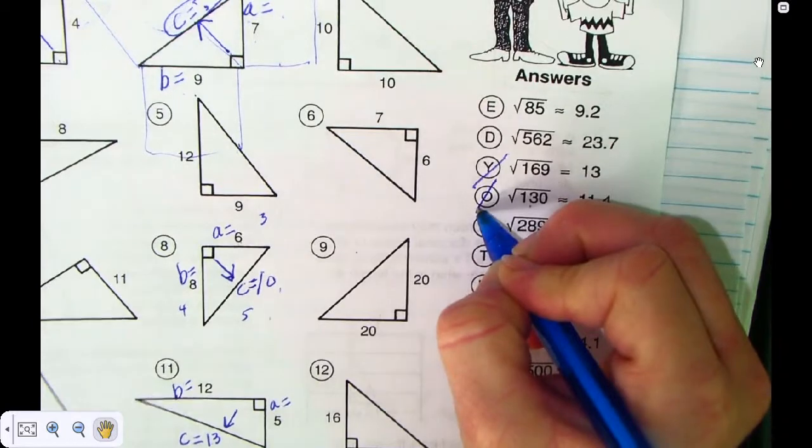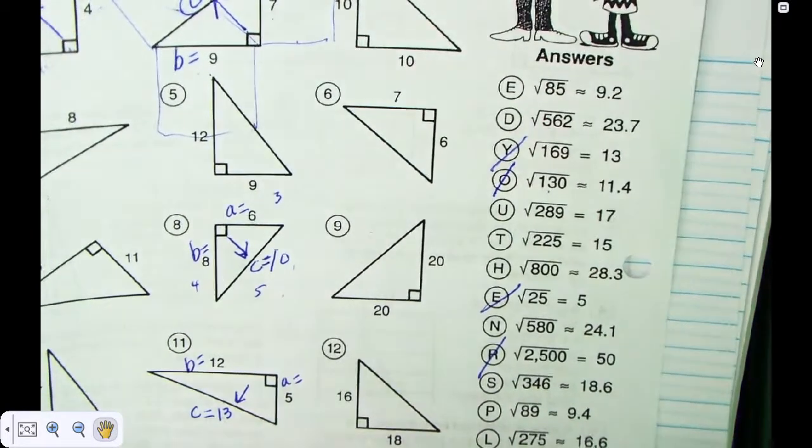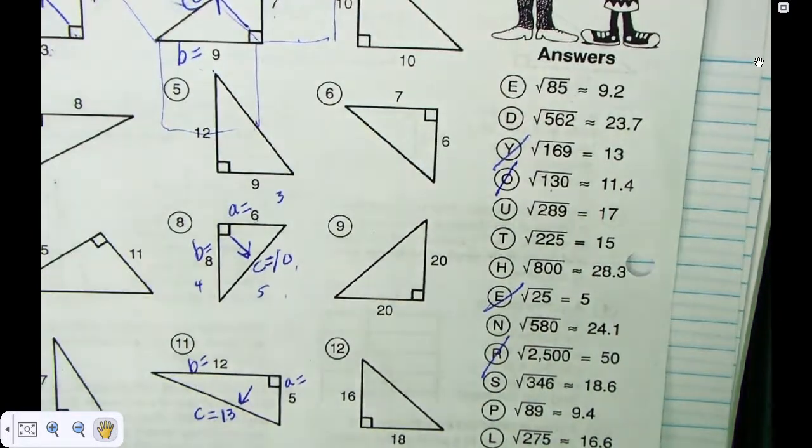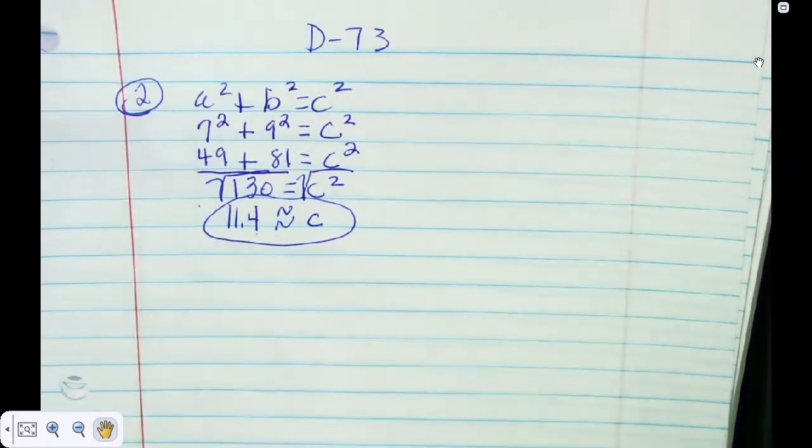So 2 is O. But now on the back, they're not. You have to get your own answer. But you have a calculator.